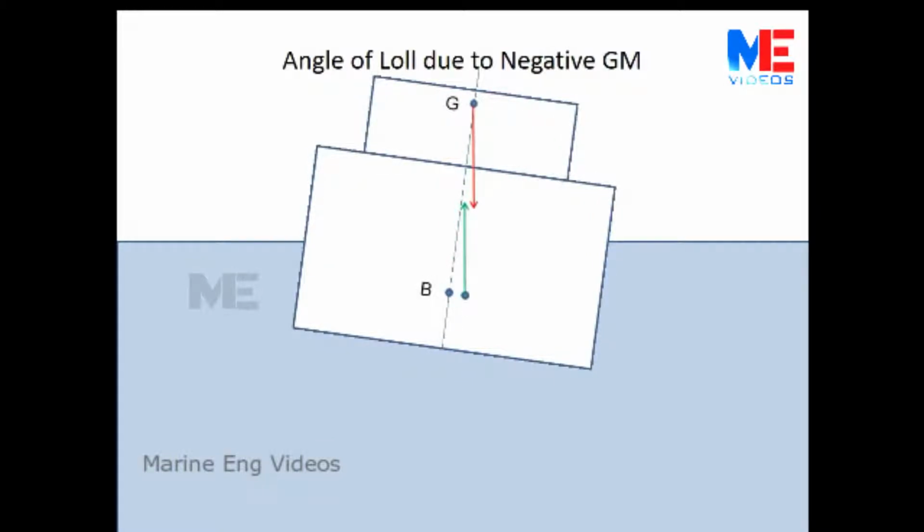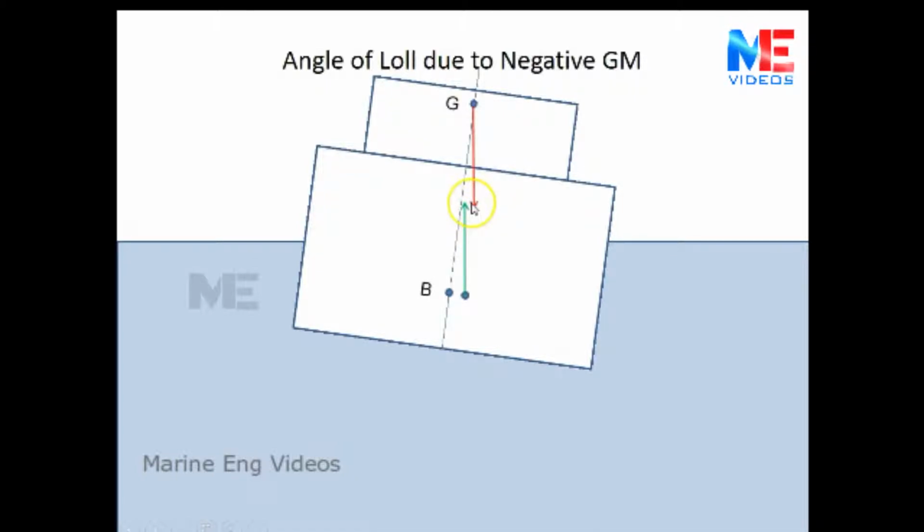Okay, so the vessel is inclining, but because G is so high, G is moved. You can see here in this example, the center of gravity is actually not moving. It's staying in this position right here, this distance from the keel, and it's still on the center line.